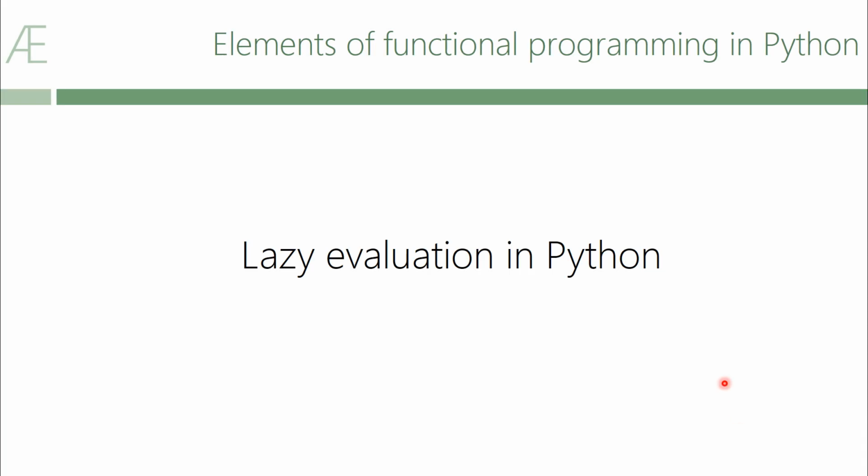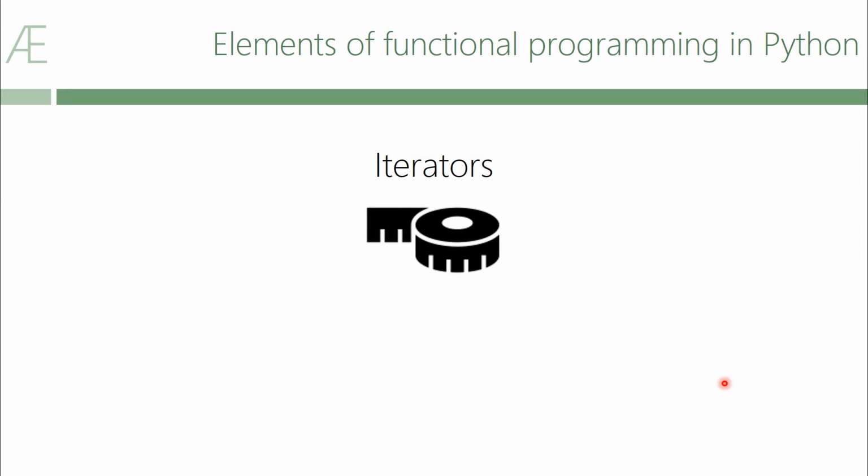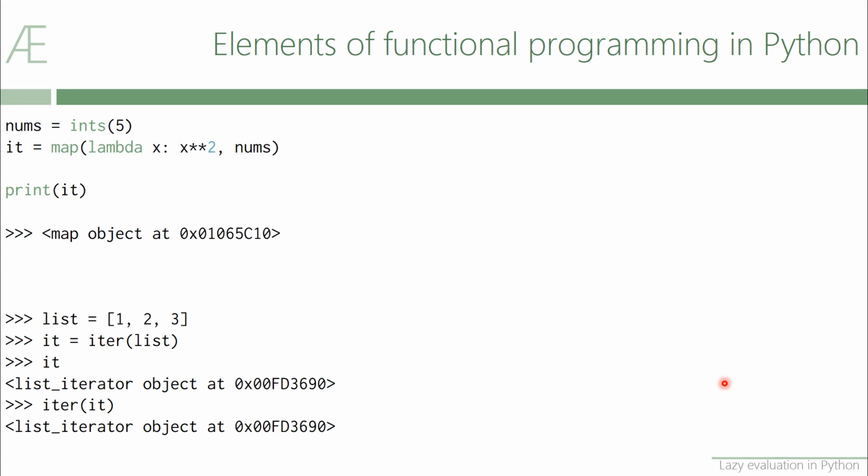Let's look at what happens if we try to print out the result of the map function without turning it into a list. Well, nothing really special. It just lets us know that the object we're working with is not a list but a map object. I've mentioned earlier that such objects are still iterable.